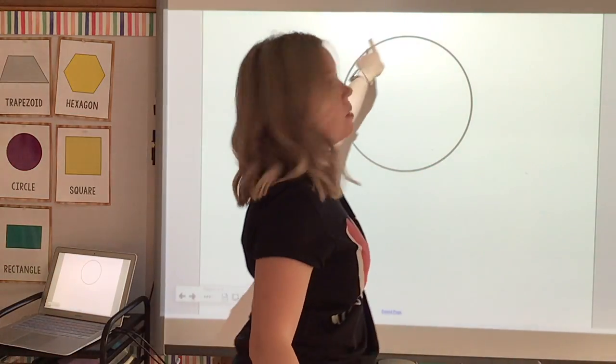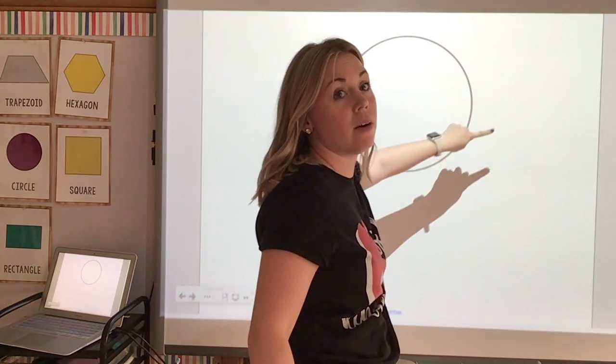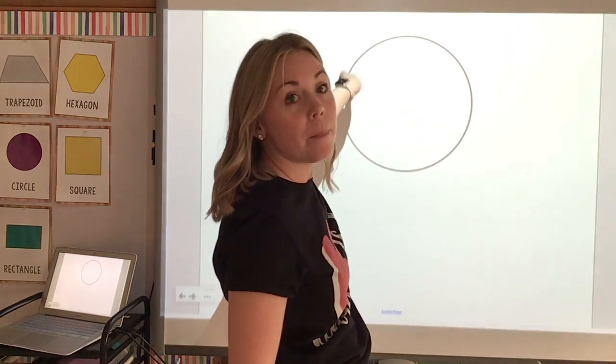None. It has 0 straight parts. Go ahead and look at it. Is this part straight? No. Is this part straight? No. Is this part straight? No. No part of a circle is straight because the circle is round.